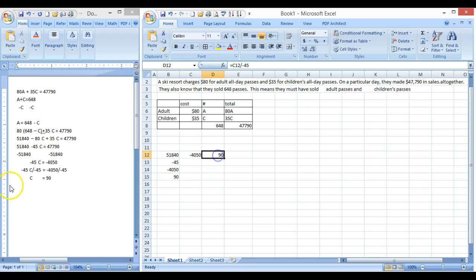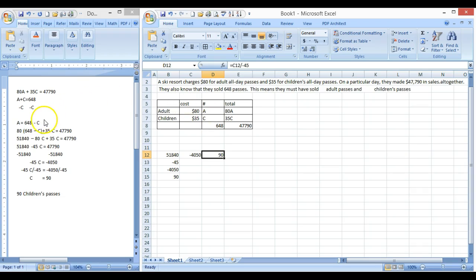That's perfect. Okay, so that means that they sold 90 children's passes. But that's only half the question. They asked for how many adult passes and how many children's passes. So I need to find out how many adult passes we have. I do know that when I add them together, I get 648. So I can subtract 90 from 648, and that'll get me the adult ticket.